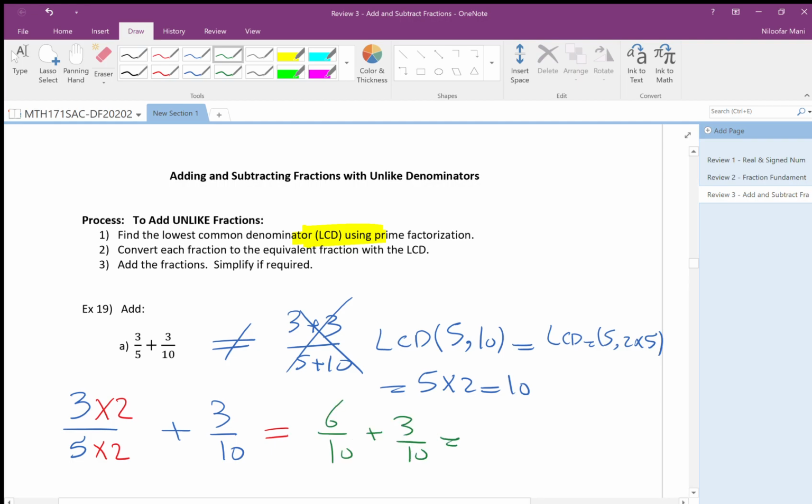Now I can say I have 6 apples, I have 3 apples, I have 6 plus 3 apples, which is 9 apples. 9 over 10. Done. Okay? So if you have like fractions, you just add the tops, you just subtract the tops. Done. But if you have unlike fractions, you have to make them like. How do you make them like? So you find the least common denominator and change both denominators to the same number. When you change any denominator, you have to change the top as well. You have to multiply the top as well.